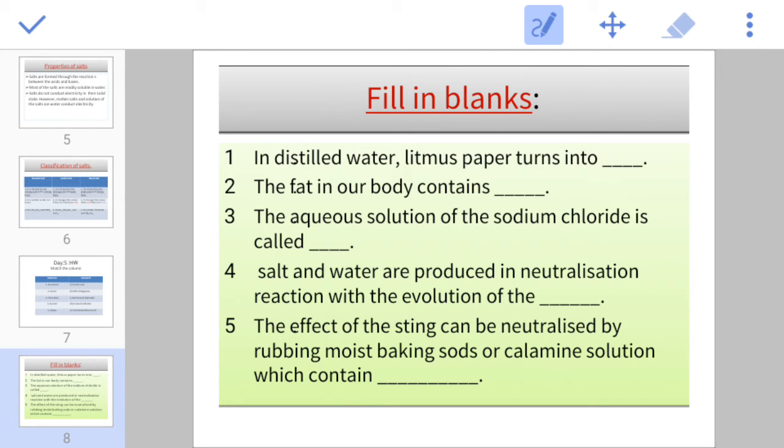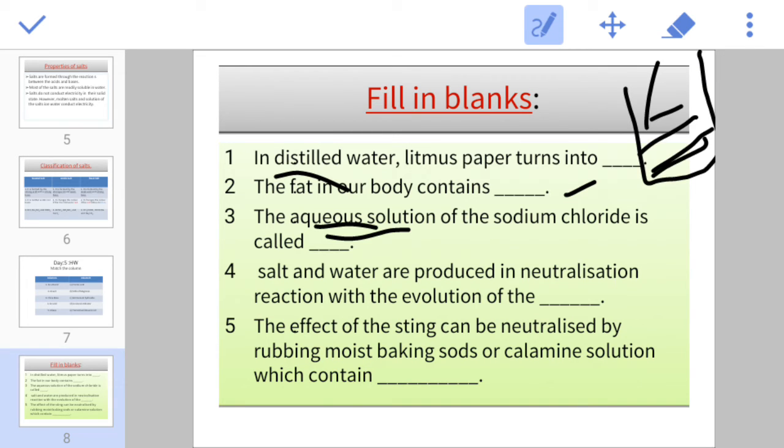In distilled water, it means pure, free from ions. Litmus paper turns dash. The fat in our body contains dash aqueous solution. Aqueous, first of all I will explain this. Aqueous means watery solution.